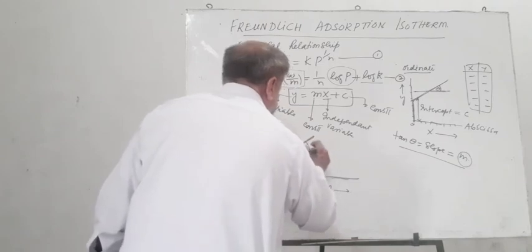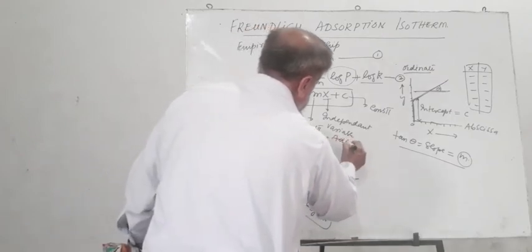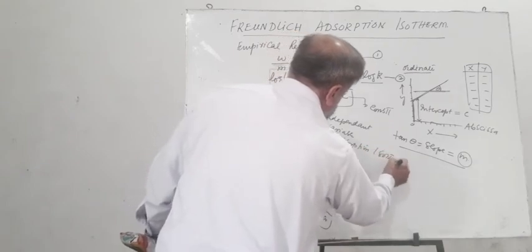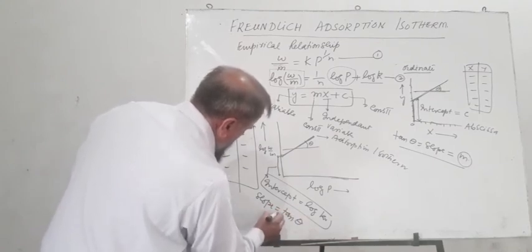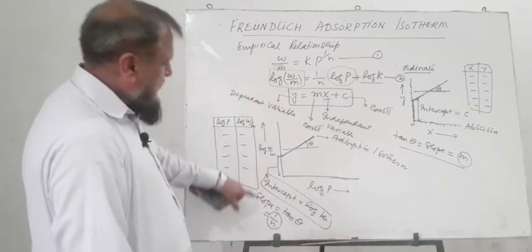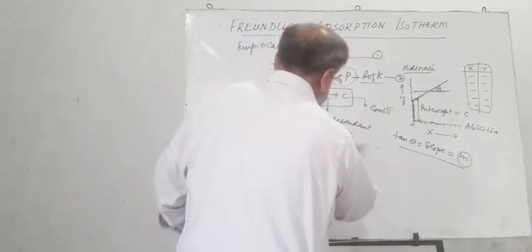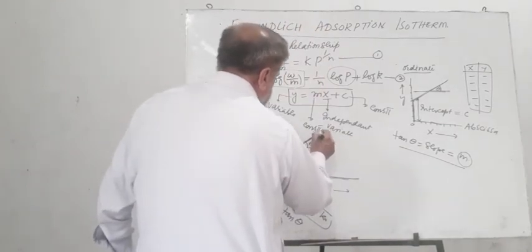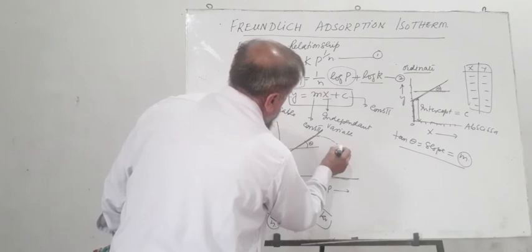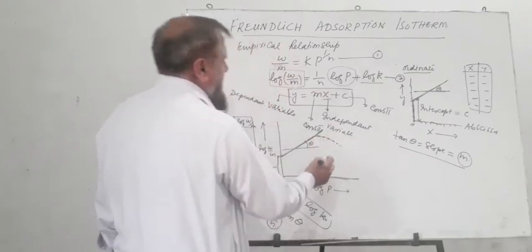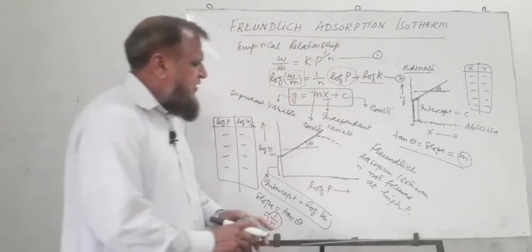The slope of this curve, the adsorption isotherm, will be given by tangent theta, and it gives us the value of 1 by n, from which we can calculate the value of n by inverting. Now it has been observed that at very high pressures this curve deviates from the straight line. There is no more straight line. So it shows that the Freundlich adsorption equation is not obeyed at high pressures.